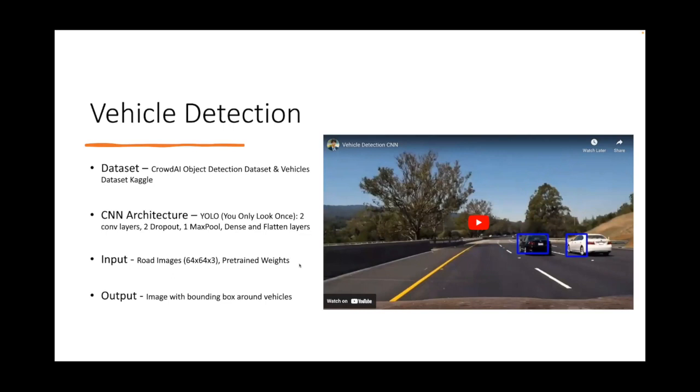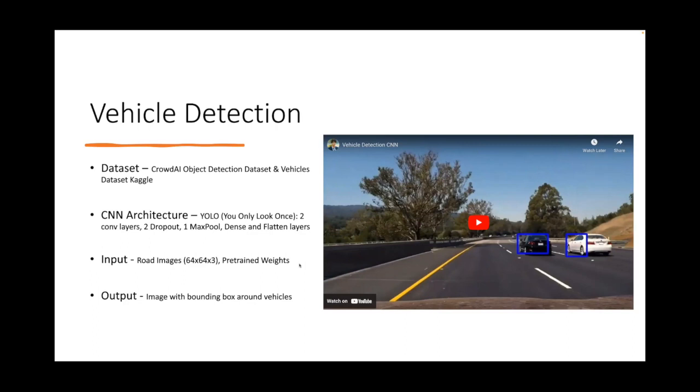So next, moving on to vehicle detection. Again, for vehicle detection, I needed a trained data set. For that, I used the CrowdAI object detection data set and the vehicle detection data set that I found on Kaggle. Both of these data sets had the same labels, the same columns. So I combined the data sets together and rearranged the columns to make one large, diverse data set. The bigger the data set, the better.